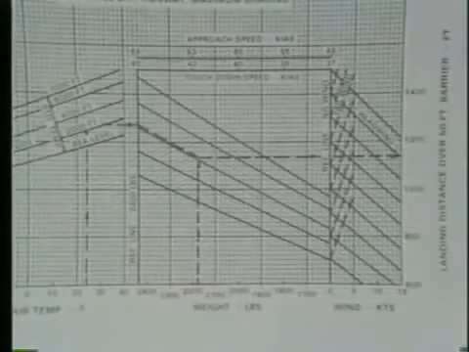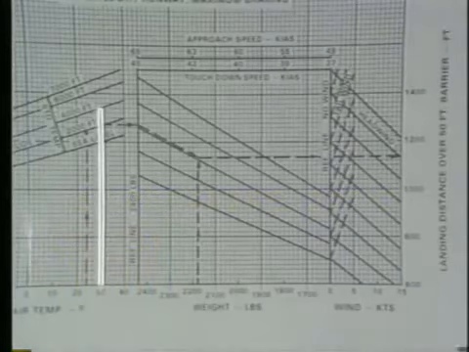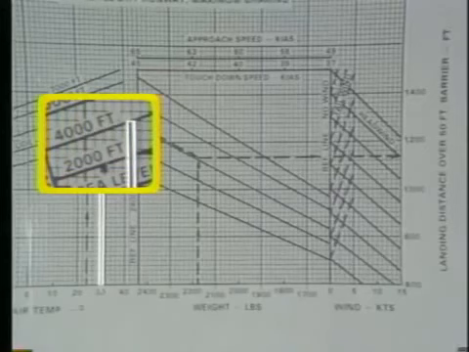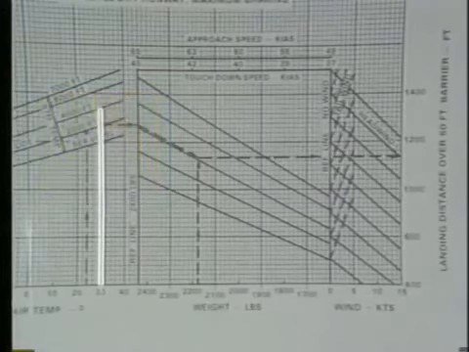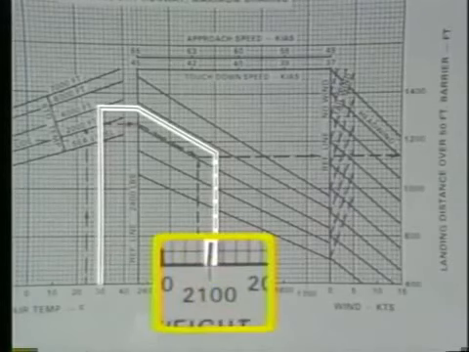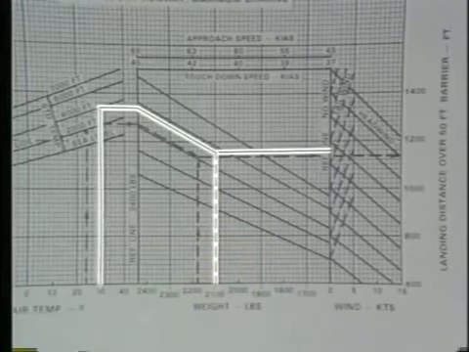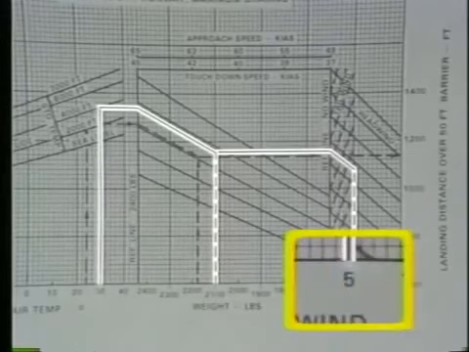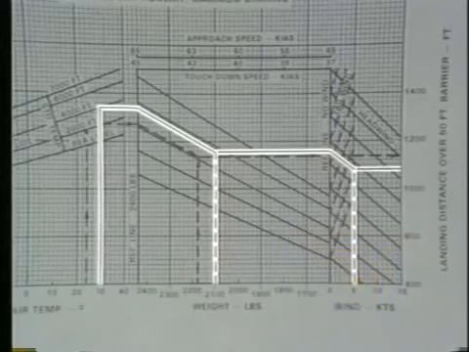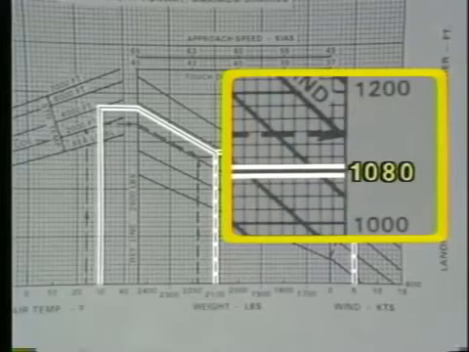The first step is to locate the current temperature of 30 degrees. Next, proceed vertically to the 4,000-foot pressure altitude of the destination airport. Move horizontally to the weight reference line. And then move diagonally to the airplane's landing weight, which is 2,100 pounds. Continue horizontally to the no-wind reference line. Then move diagonally until you reach the current headwind of 5 knots. Now move straight across to read that the landing distance over a 50-foot barrier is approximately 1,080 feet.